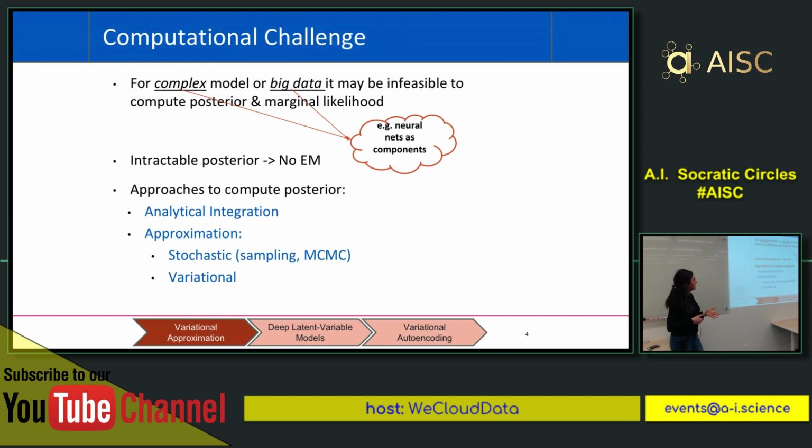There are different ways of approximation. We can use stochastic methods, for example sampling, like Monte Carlo and Markov chain Monte Carlo, or we can do variational. Variational is the scope of this paper.